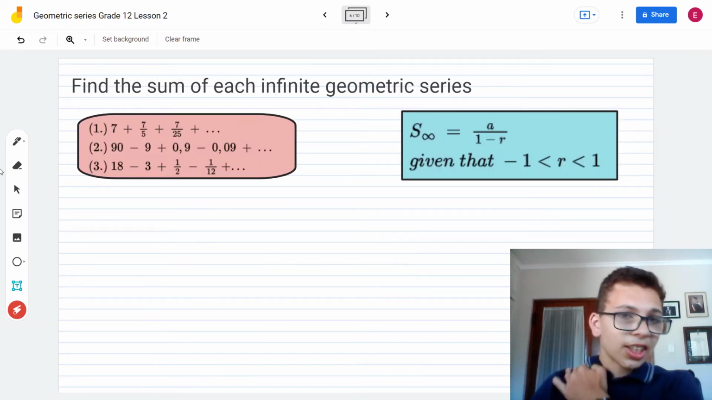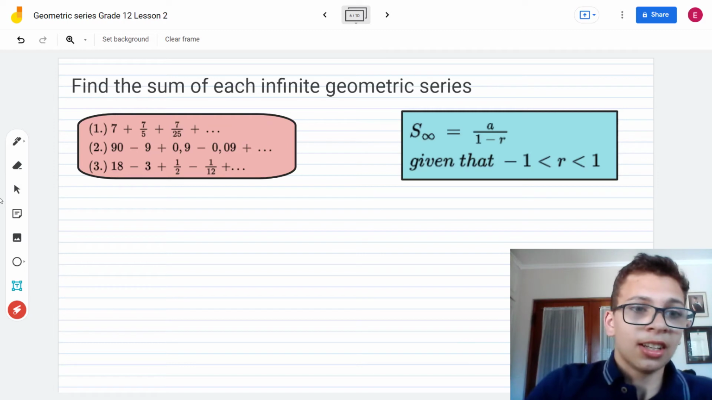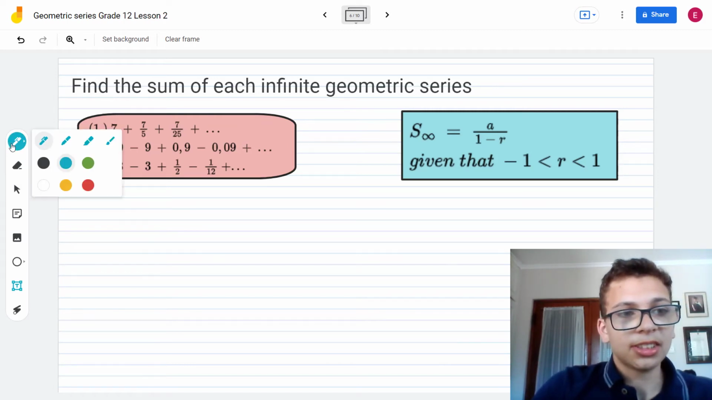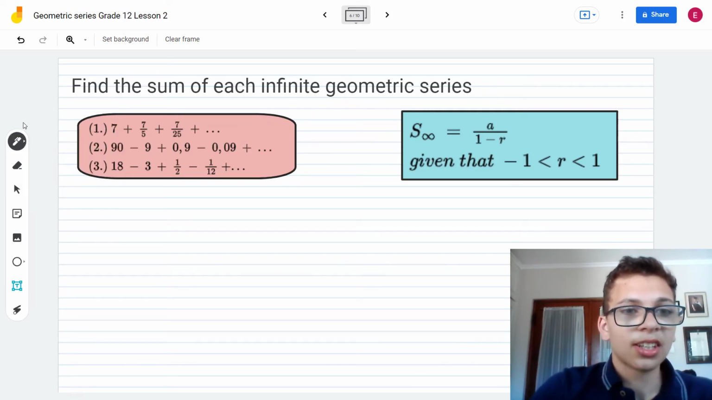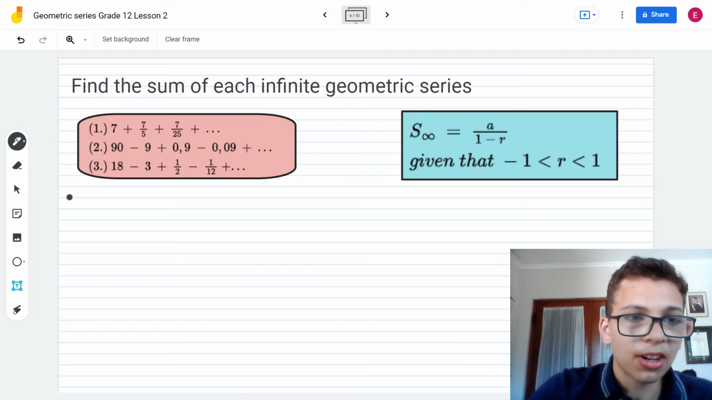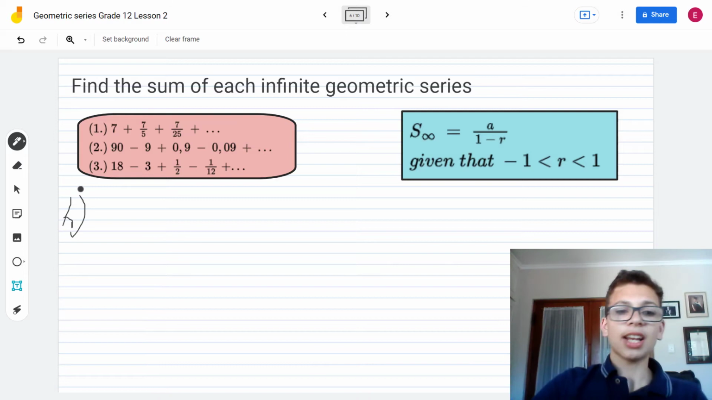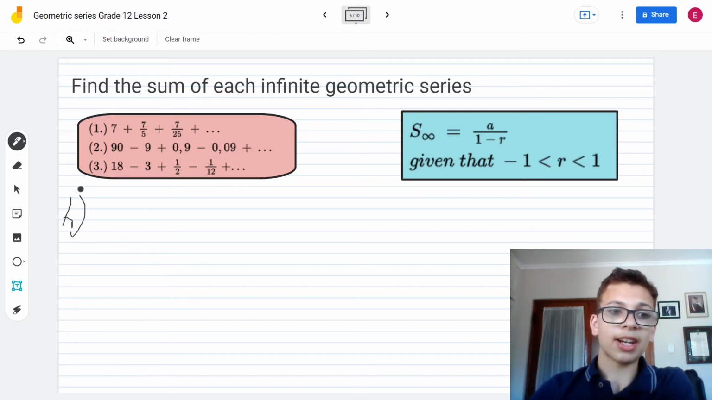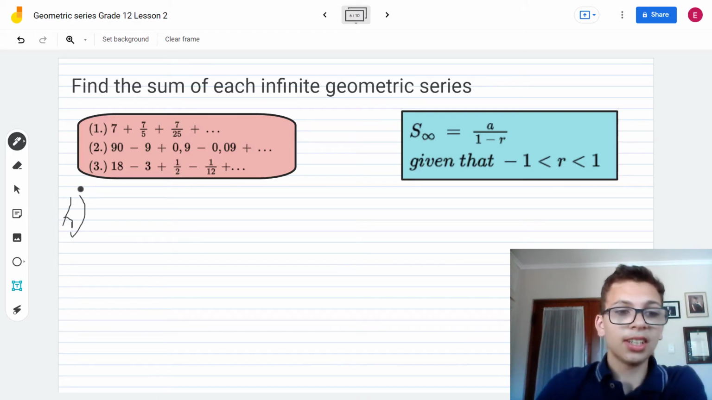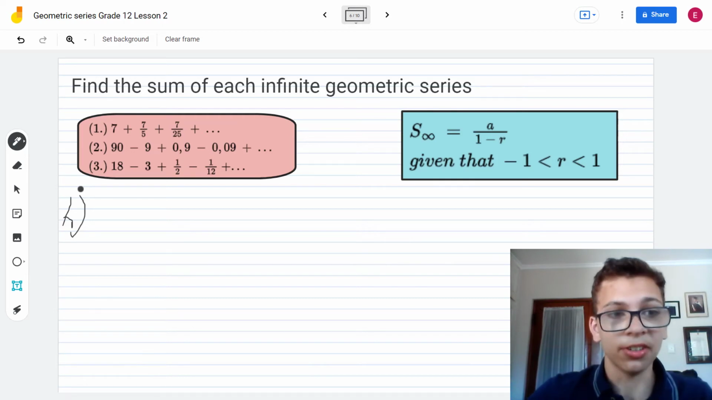So let's try to get some practice in. How about some of these series? For the first one, we have 7 plus 7 over 5 plus 7 over 25. Now at each one, we pretty much have to find what is our a, our first term, and what is our r, our common ratio.